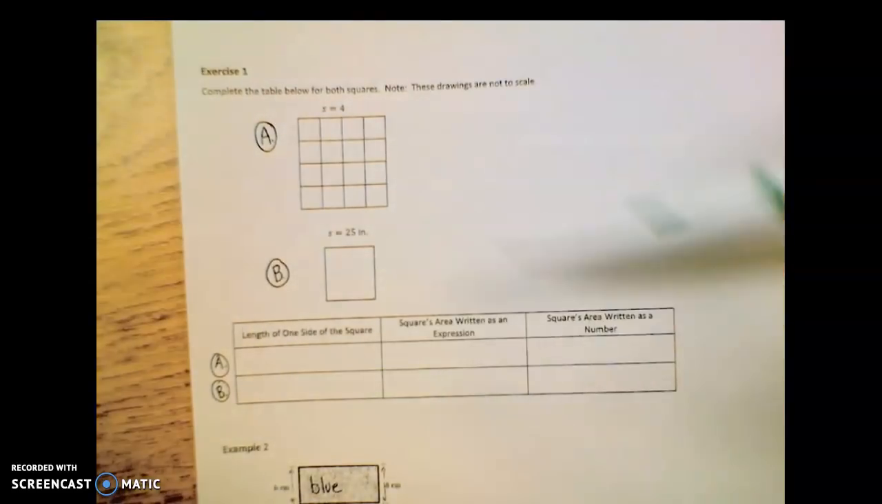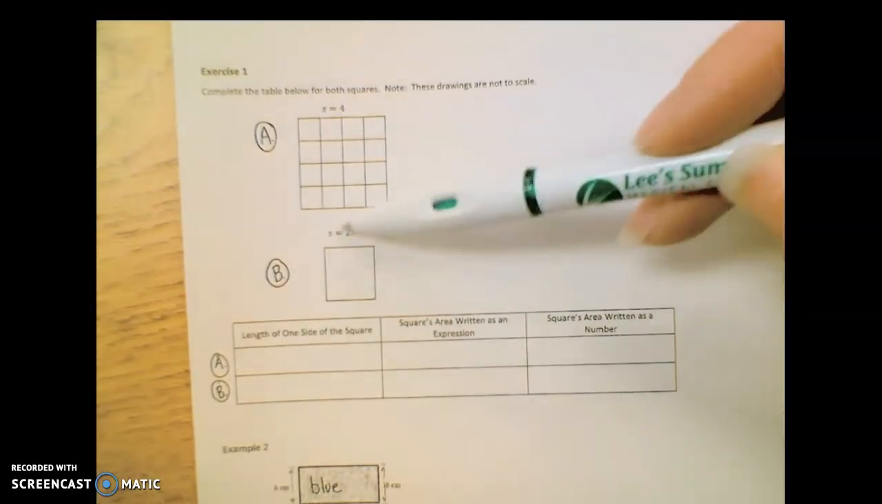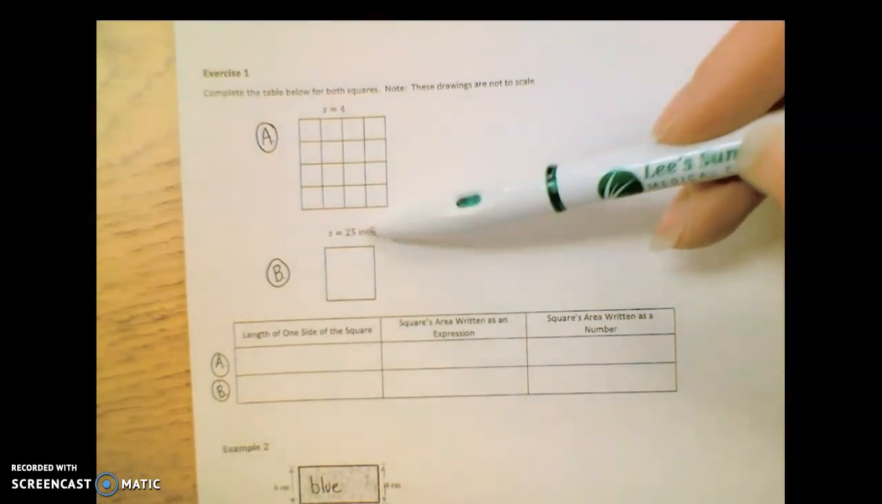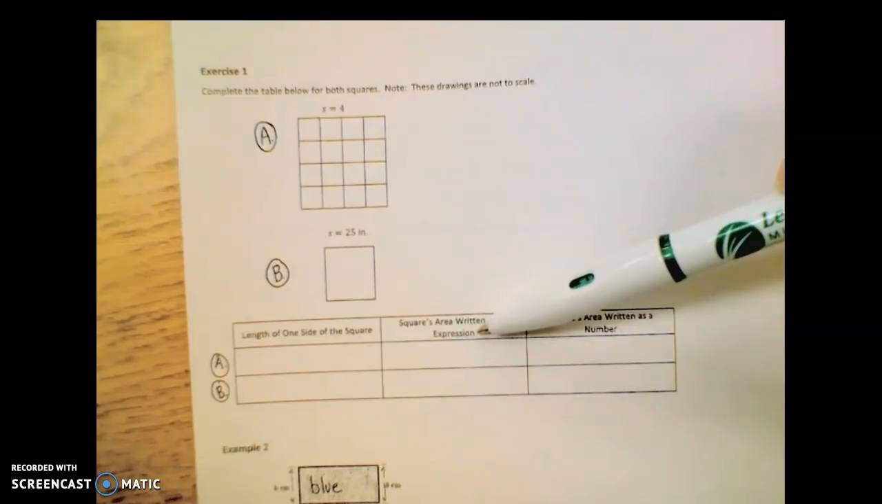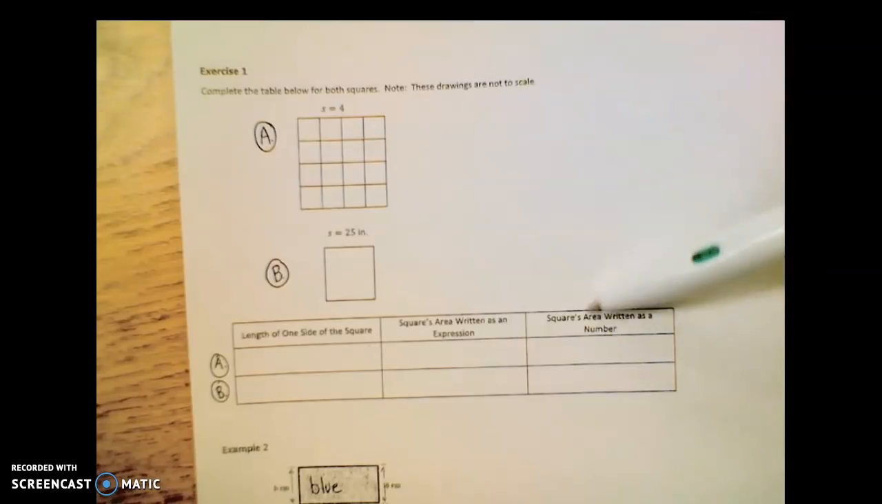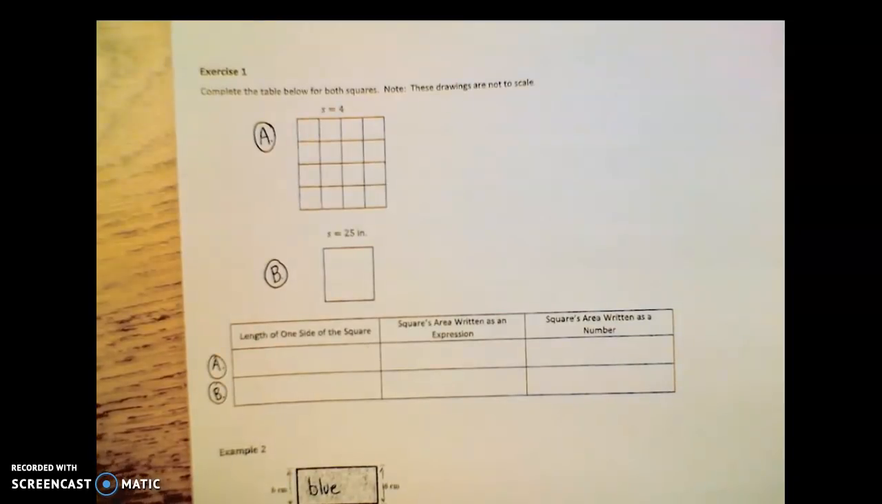So this row is going to be talking about square A. This row is going to be the information from square B. Square's area written as an expression is when we write it out, what times what. This is when we solve for it and actually find that area. When you have that completed, please check back to make sure that you are on the right track with me.